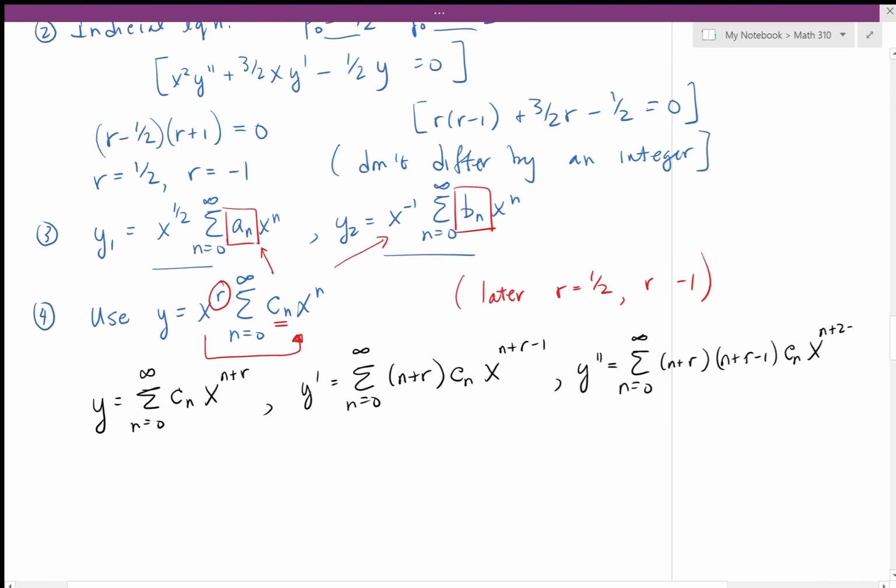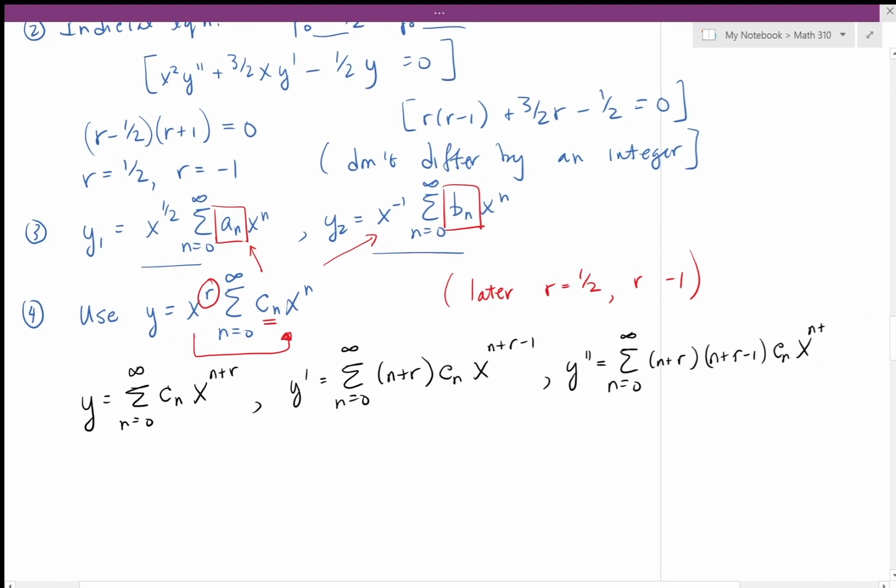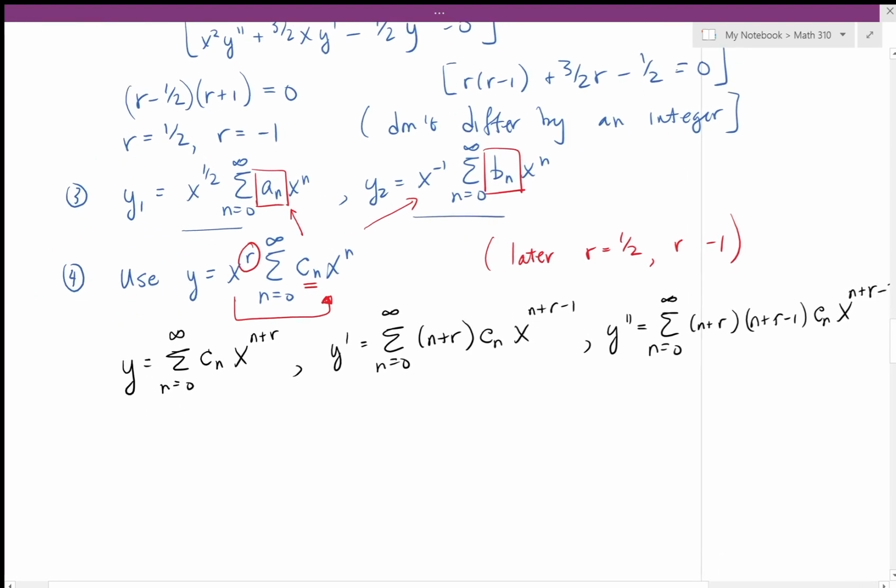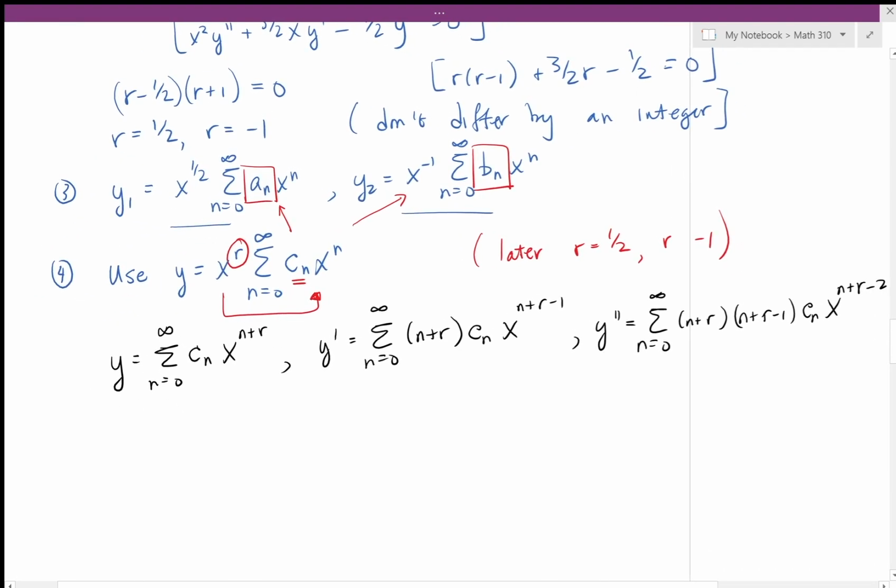That is n plus r minus 2, the second derivative. Okay. Bearing in mind that I do know what r already is, I'm going to substitute into the original differential equation. So what do I mean by original? I mean not into the Euler equation or anything. I'm substituting into the differential equation I am trying to solve.